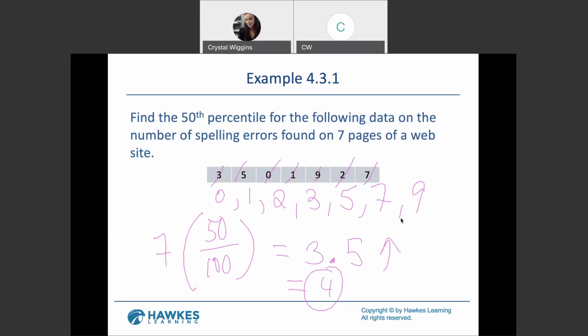So let's count: 1, 2, 3, 4. The data value 3 represents the 50th percentile. And since the 50th percentile is also called the median, we also know that the middle number, or the median, of the data set is 3. All right, let's try another one.